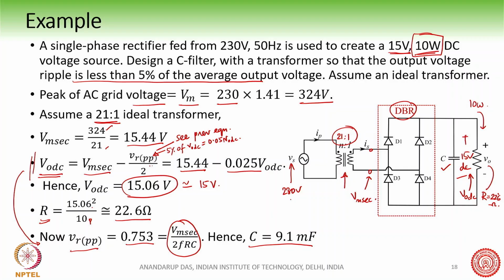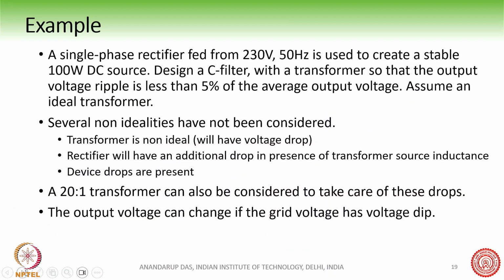Now this example which I have shown here is a very crude example. There are many non-idealities which we have not considered. I have taken an ideal transformer, but it will have a series voltage drop, right? Rectifiers will have an additional drop in the presence of transformer source inductance, so the transformer source inductance causes the output voltage to fall a little bit. The diodes are not ideal, so diodes have a device drop. If you consider all these non-idealities, instead of 21:1 you can have a 20:1 transformer to take care of this drop.